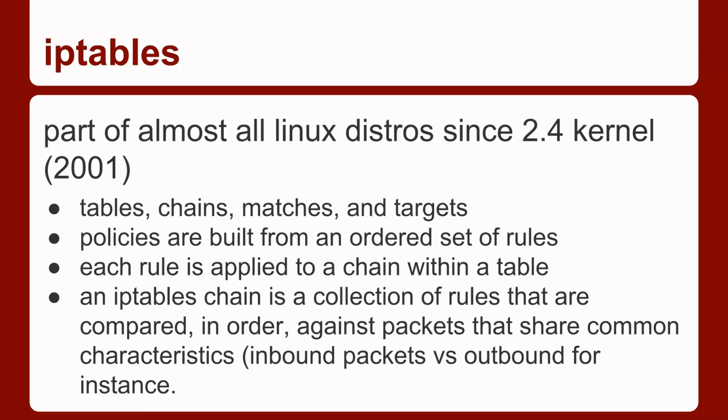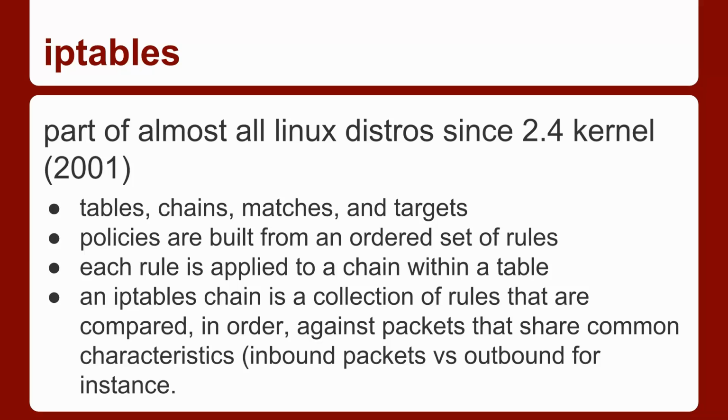So iptables has been part of Linux since the 2.4 kernel. Like I said, there's tables, chains, and then there's basically matches. There's rules, and if something matches, it kicks in, and the target is enacted. Policies are built from an ordered set of rules, and it's a linear list. It just starts from the top for each packet and goes down. So if you want to prioritize something, you put it above the other thing you want it to take precedence over. Each rule is applied to a chain within a table, and obviously where the packet is going dictates the chain.